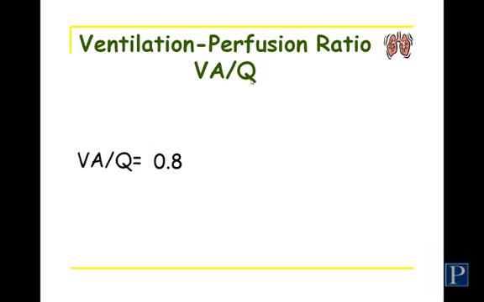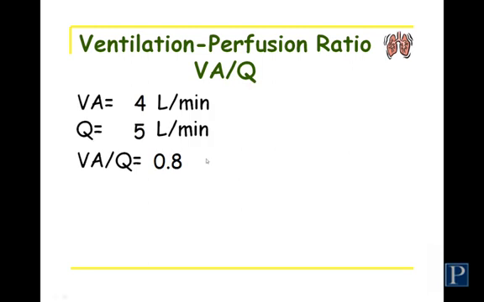So the ventilation-perfusion ratio, this is the ideal ventilation-perfusion ratio. It should be 0.8. It's a unitless number because it's just a ratio. So how do they get it? Ideal alveolar ventilation is 4 liters per minute. Total blood flow, Q, is your cardiac output. That's 5 liters per minute. So 4 divided by 5 is 0.8. That is an ideal ventilation-perfusion ratio.